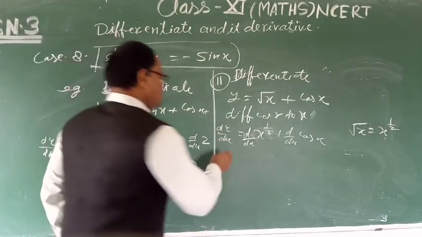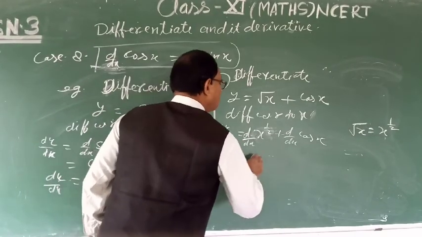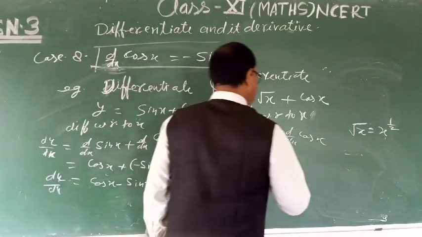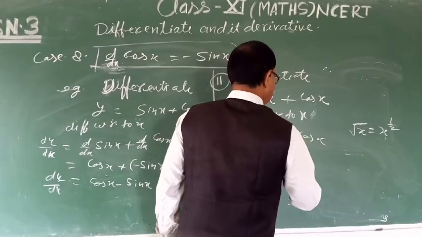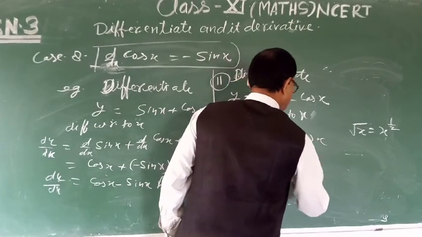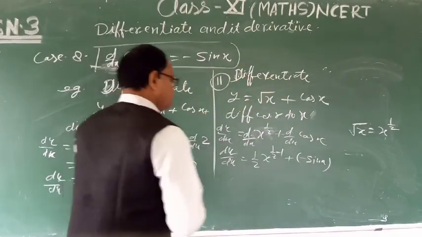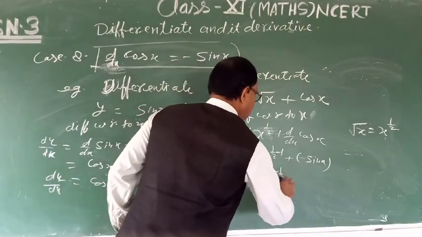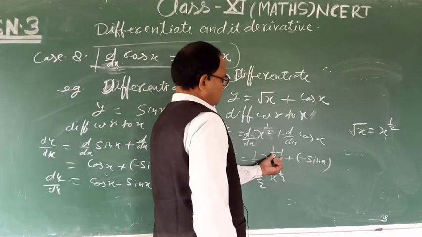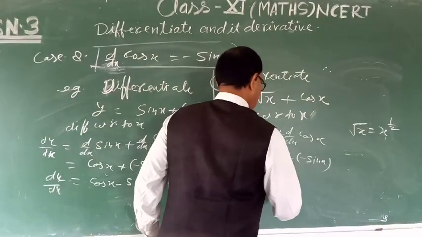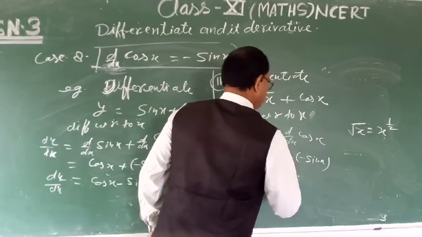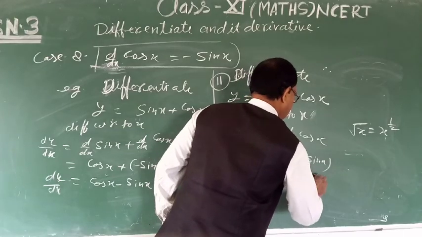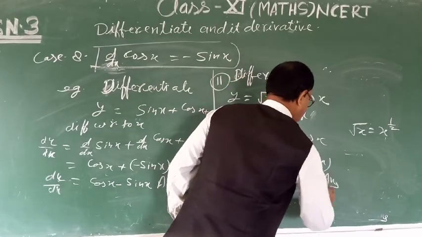Okay student, here dy by dx is equal to 1 by 2 x power 1 by 2 minus 1, and here d upon dx cos x is minus sin x. Okay student, here we write 1 by 2 x power minus 1 by 2, and during the calculation plus into minus multiplication we get minus sin x, which is the answer.